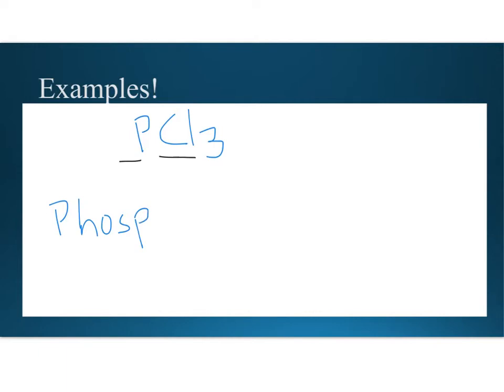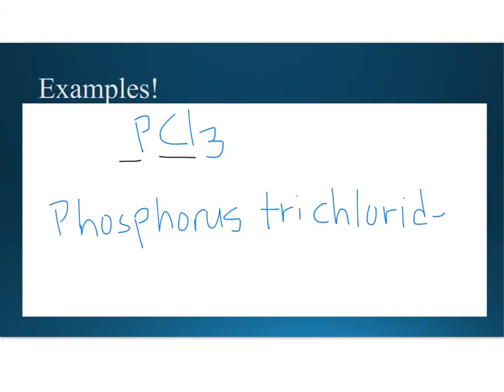So here is phosphorus, and then I've got 3 chlorines, so I need to put tri, which is for 3, like a tricycle or a triangle, and chlor, which is the root of my element, but then I'm going to end it with "ide" because all covalent compounds end with "ide." So PCl3 is phosphorus trichloride.